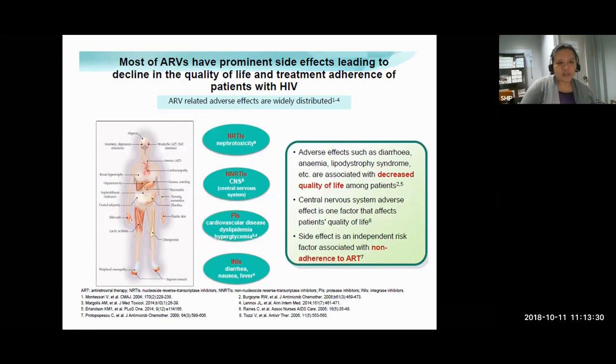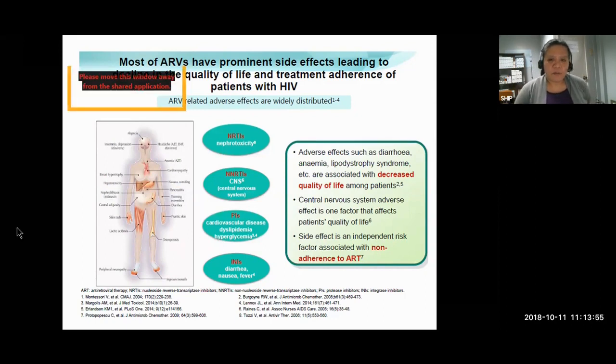This can be short-term side effects and long-term side effects, which decline the quality of life and the treatment adherence of patients with ARVs. So almost every organ in the body actually reflects an effect of our ARVs. It can be short-term, like diarrhea, rashes, etc. But sometimes, even people who have been on ARVs for months and years, that's when some of the other side effects start to appear, which we will discuss today.